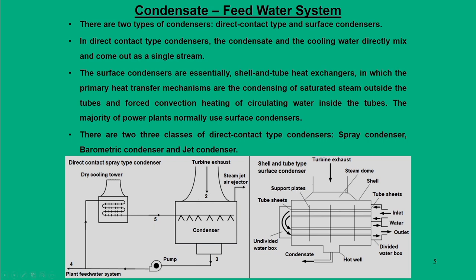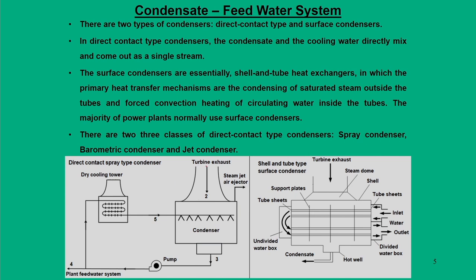Then let us see the types of condenser. There are two types: direct contact type and surface condenser. In the direct contact type, both the cooling water and the condensate are allowed to mix, whereas in a surface condenser, these two fluids are treated as two different entities. Normally the exhaust from the turbine is either superheated steam or a liquid-vapor mixed region steam with a quality of about 80 to 90%. In a direct condenser, we do not restrict the mixing of the streams.